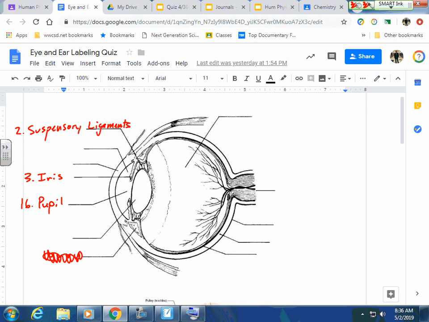That's in the center of the iris, right? It's really just an opening in the center of the iris, and the iris can change the diameter of that pupil. Number 4 is aqueous humor.